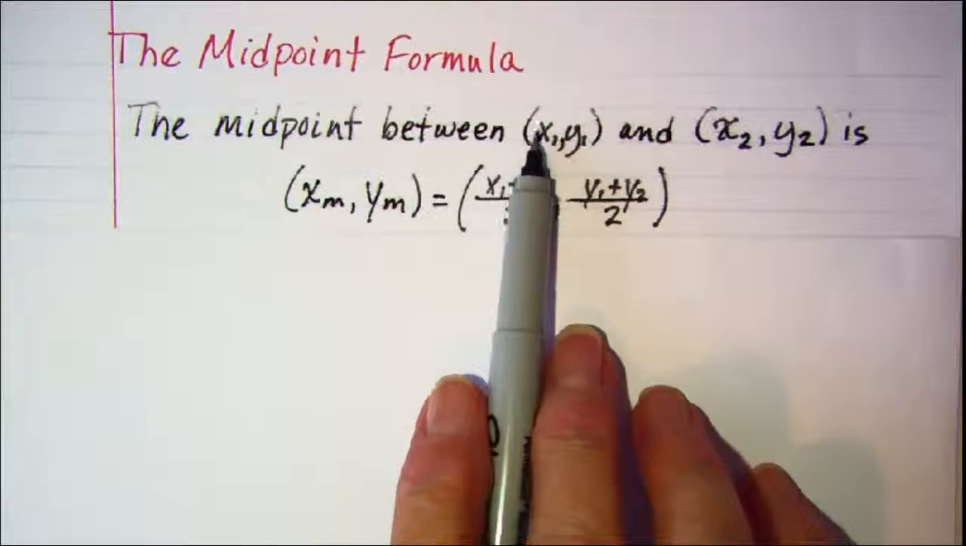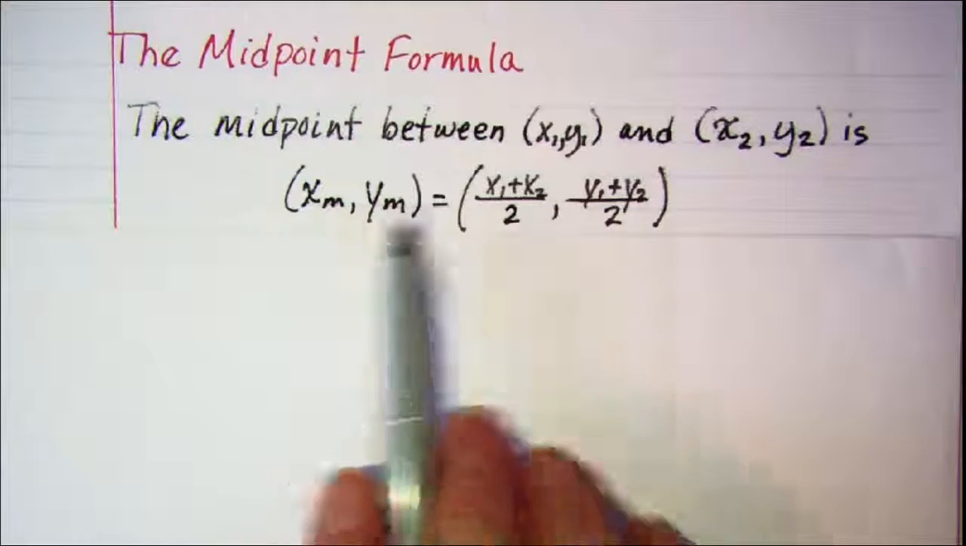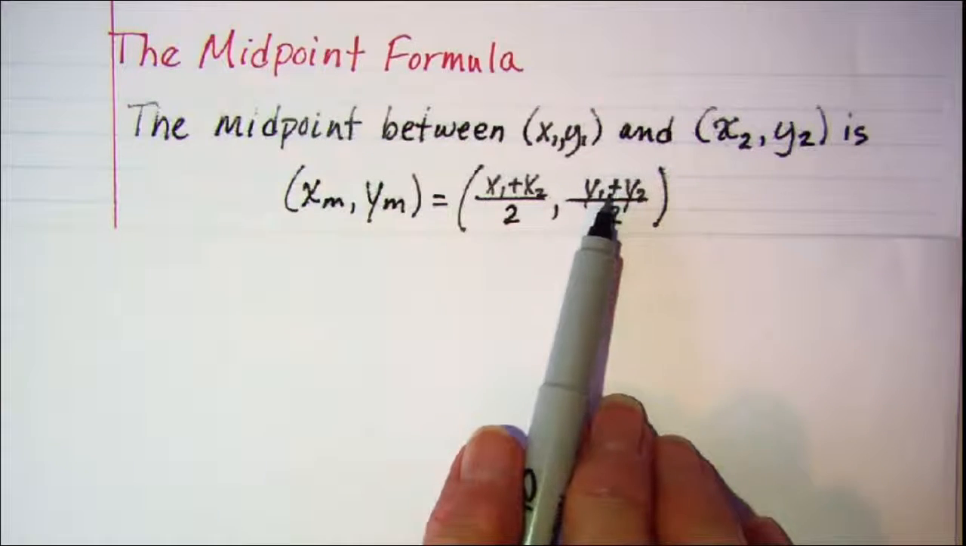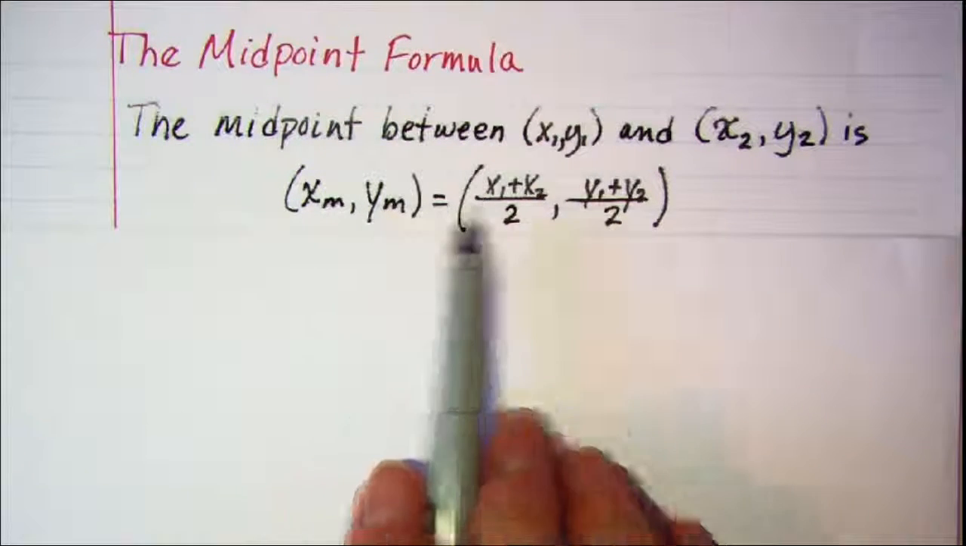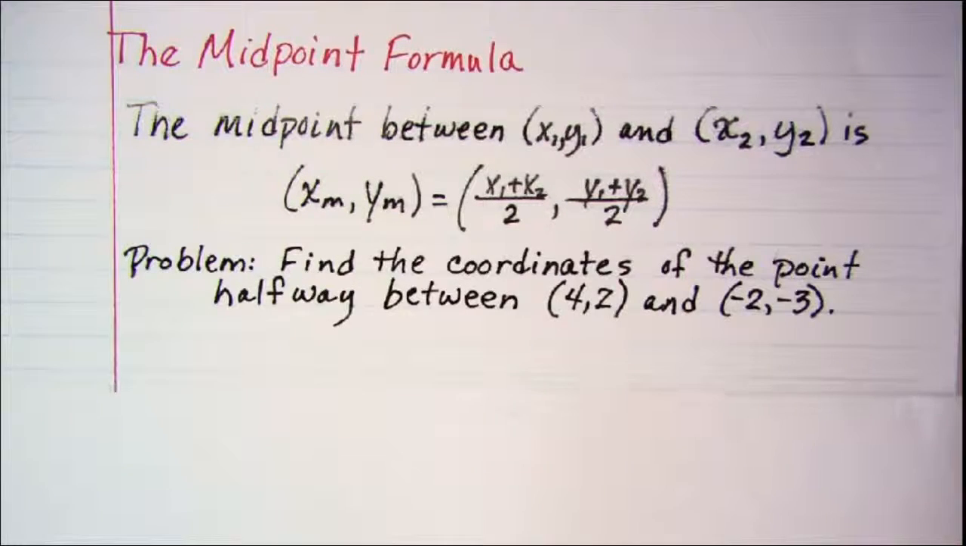So basically what we want to do to find the midpoint between 2 points is average the x's, and that'll be the x-coordinate of the midpoint. And then we want to average the y's, and that'll be the y-coordinate of the midpoint. So let's do a couple of problems.